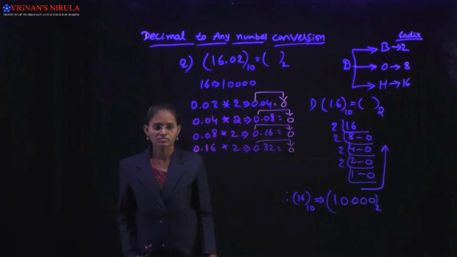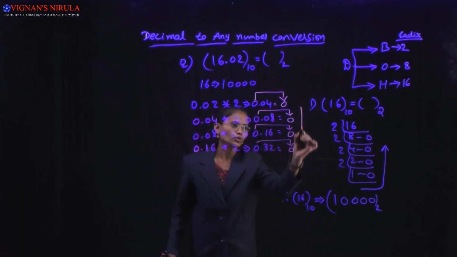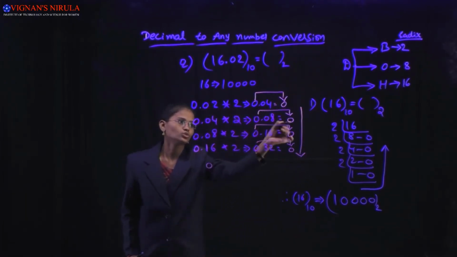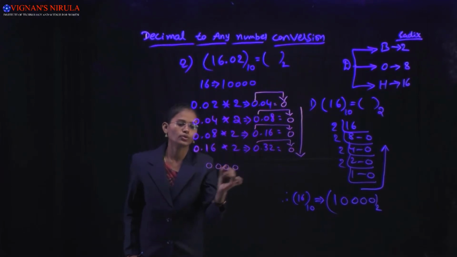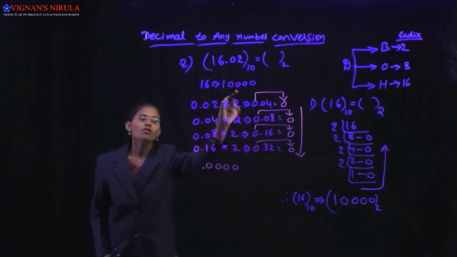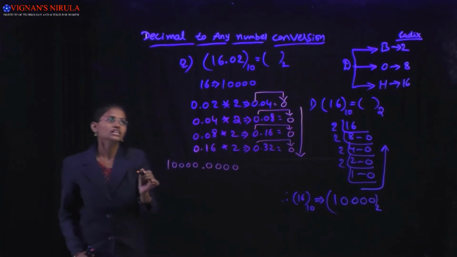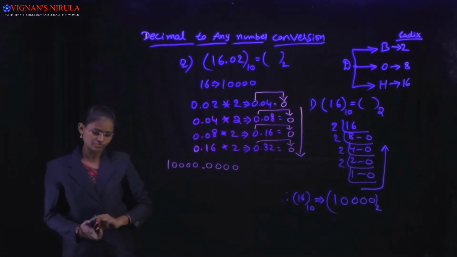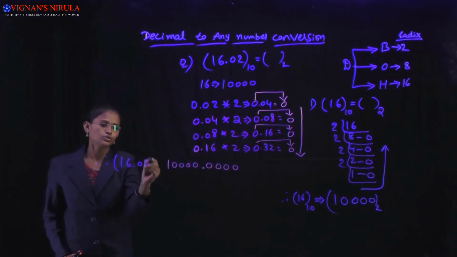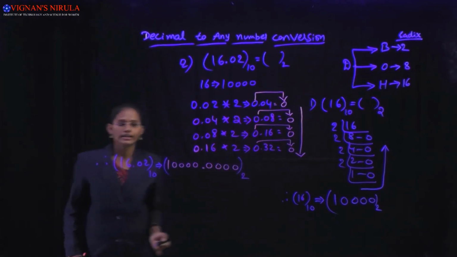Okay, so write down from top to bottom. This is the point. Here the binary number of 16 is 10000, and the fractional part is 0000. This is the conversion. Therefore 16.02 is the decimal number, then converts to this binary number.